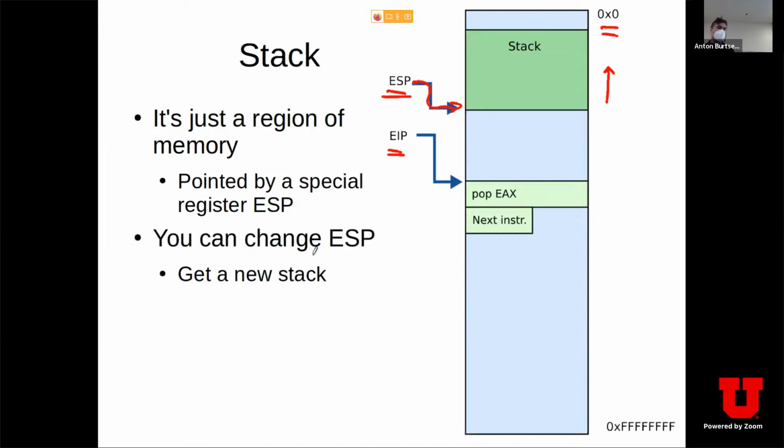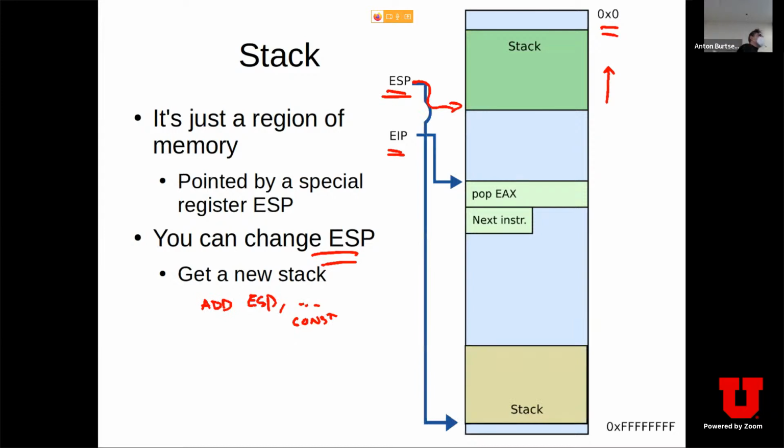So how do you think you can change the stack pointer? What instruction will you use? We know assembly basics. Add. You can use add. Exactly, you can use add with ESP and any constant, because remember there's a way to put a constant here. It can be a positive or a negative constant, so you can adjust it. Or you can use a move instruction and just load a constant into the stack register. And then what happens? Suddenly your stack is here, right?